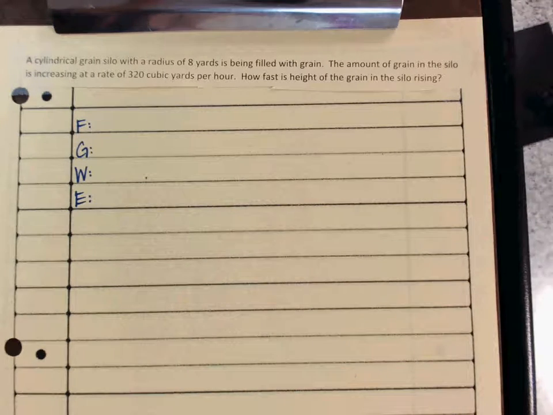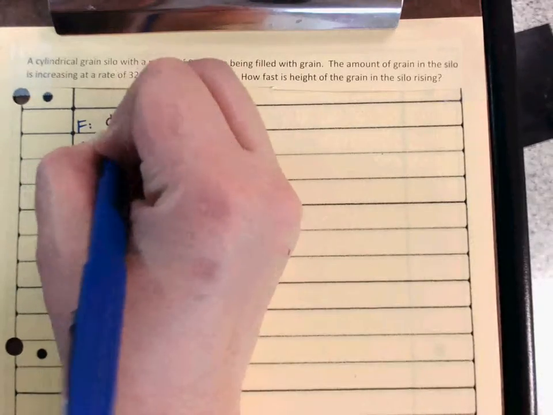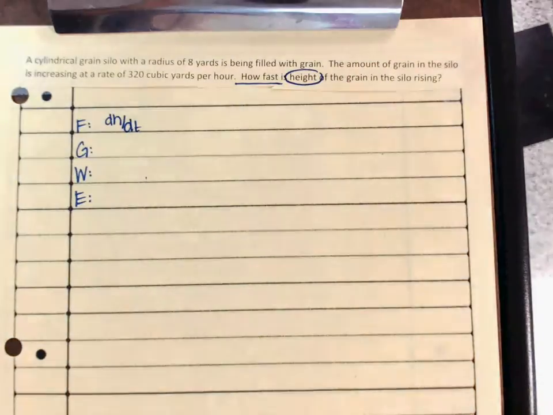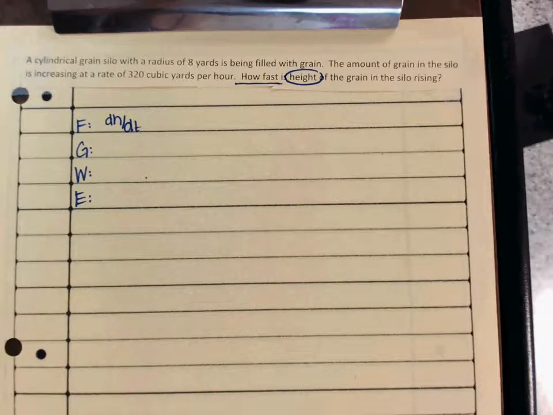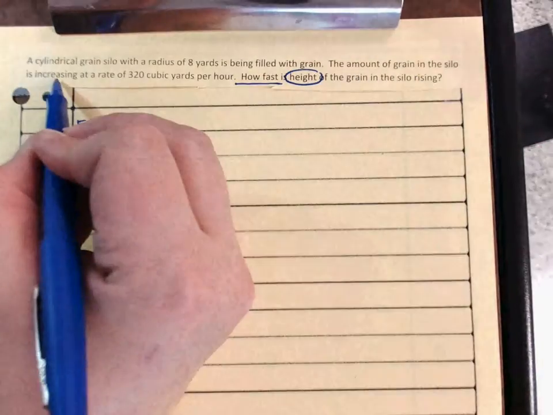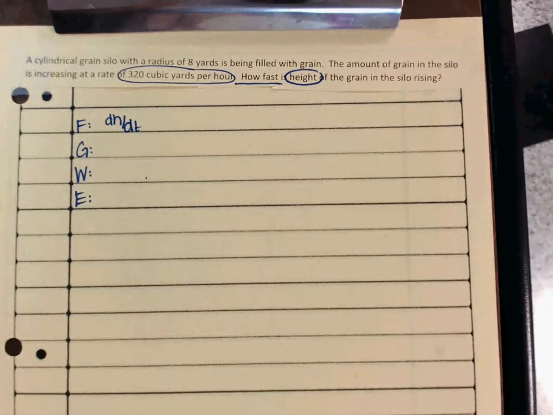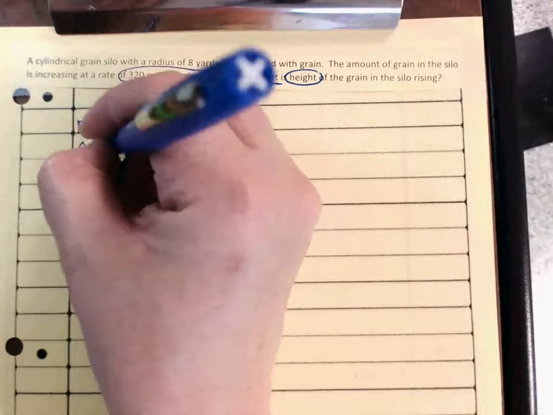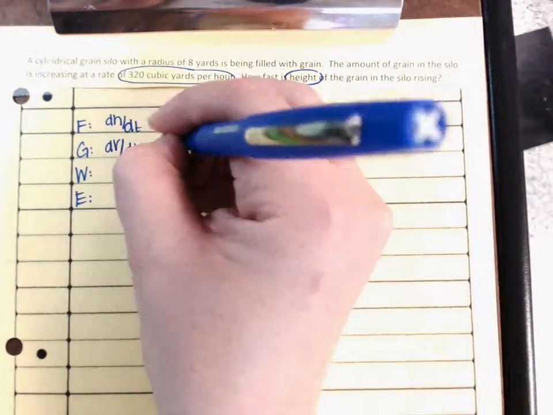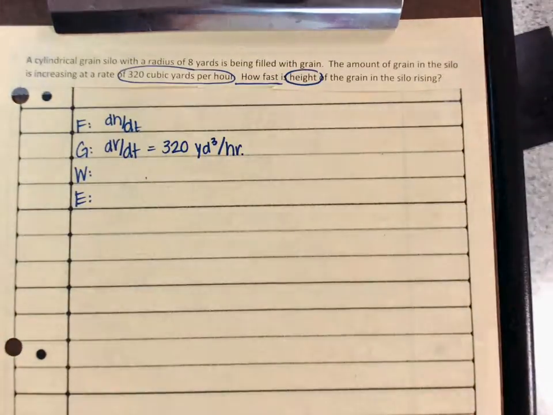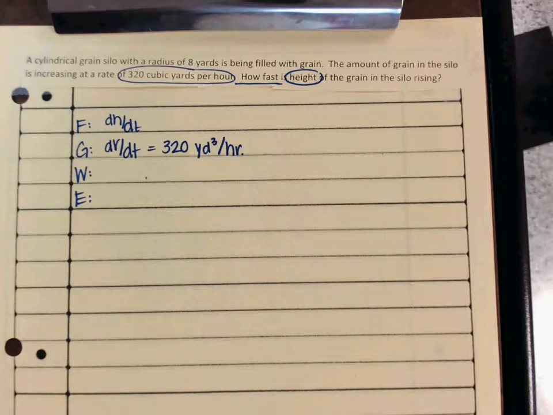Okay, what are we finding? dH/dt, very good. It says, how fast is the height of the grain rising? Okay, what were we given? It says the amount of grain in the silo is increasing at 320 cubic yards per hour. What's that a measurement of if it's how much grain is in the silo? Volume. Good, dV/dt. Okay, dV/dt is 320 yards cubed per hour. Then for my when, it never used the word when, so we're just going to put a little question mark.